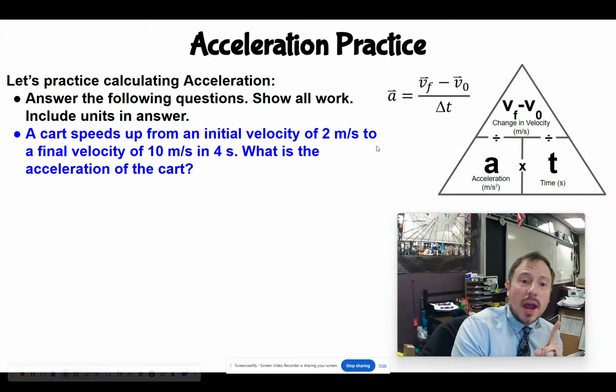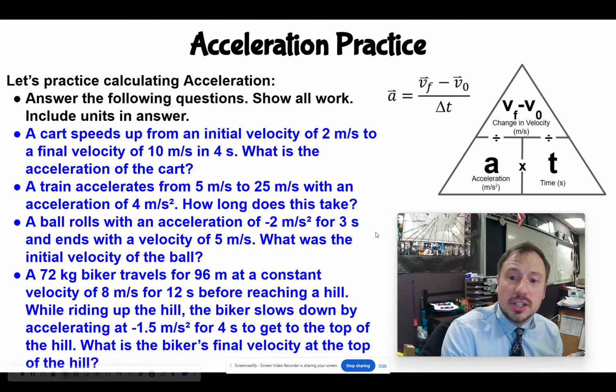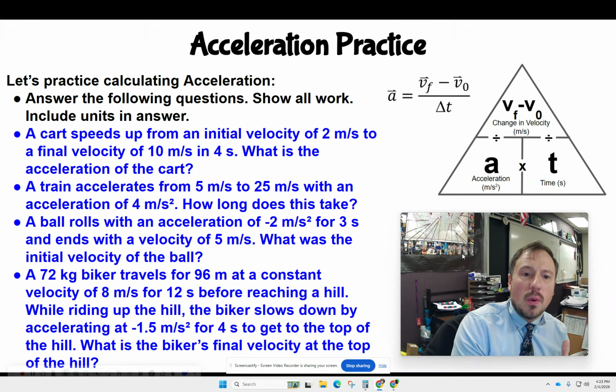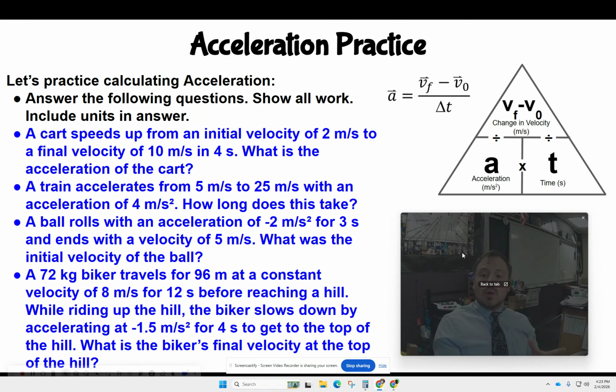So we can get practice calculating acceleration here. What I'm going to do is I have four questions up here, and each one of these focuses on a different one of the variables. So let's just take a look at that first one. A cart speeds up from an initial velocity of 2 meters per second to a final velocity of 10 meters per second in 4 seconds. What is the acceleration of the cart?